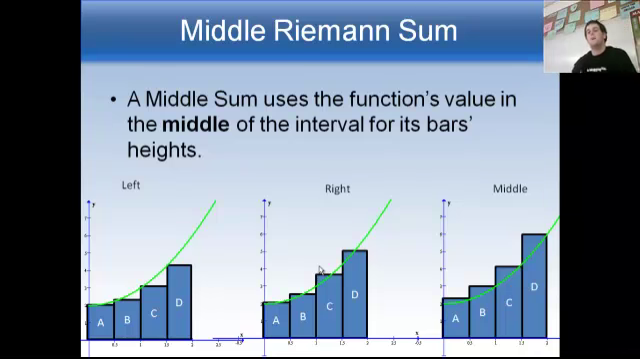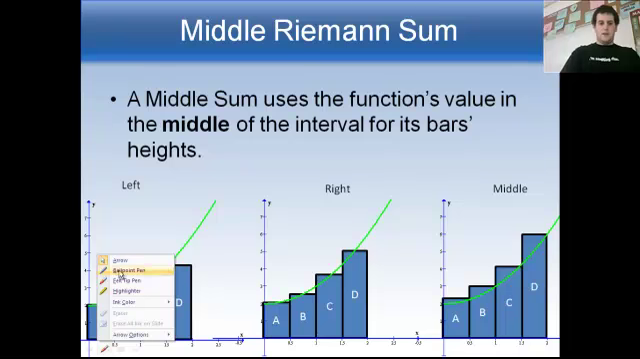Okay, so a middle Riemann sum, you should write this. A middle Riemann sum uses the function's value in the middle of its interval for the bar's heights. So you can see that this is wrong. This should say middle and this should say right. Do you average them? Right and left. We'll get there. Just take a deep breath. I will guide you.